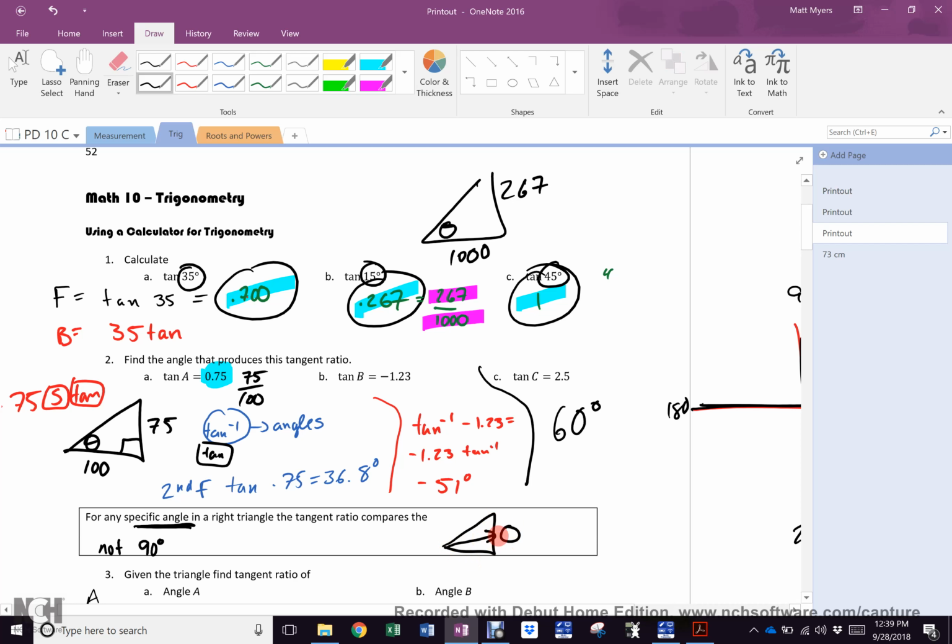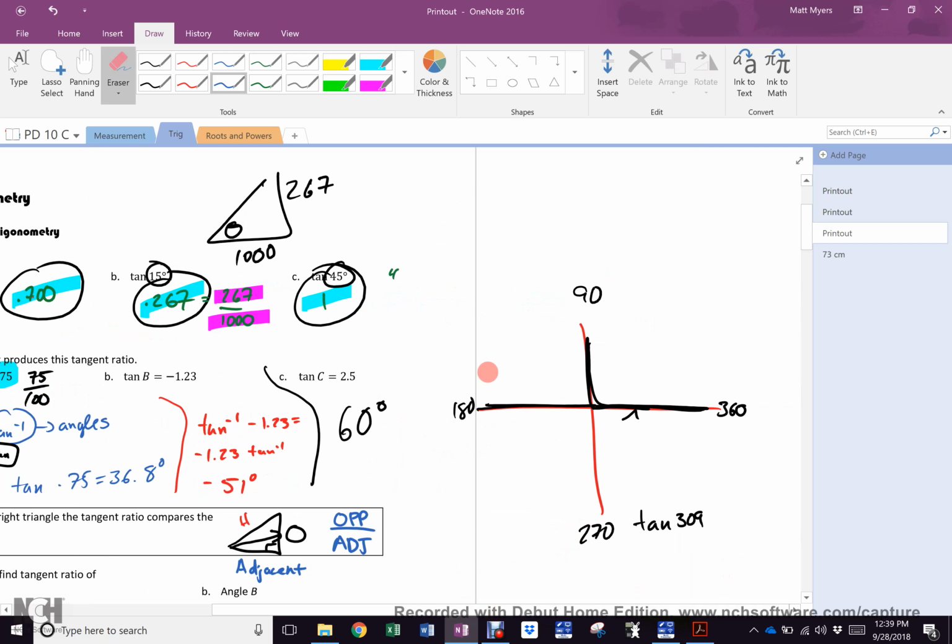So that's got a name. What is the special name that this guy has? Hypotenuse. So this guy doesn't have a name. We give him a name. He gets to have a name too. It is what we call adjacent. Adjacent, which means beside, but not the hypotenuse. So the tangent ratio compares the opposite side to the adjacent side. Then, no matter how I turn the triangle, it works.